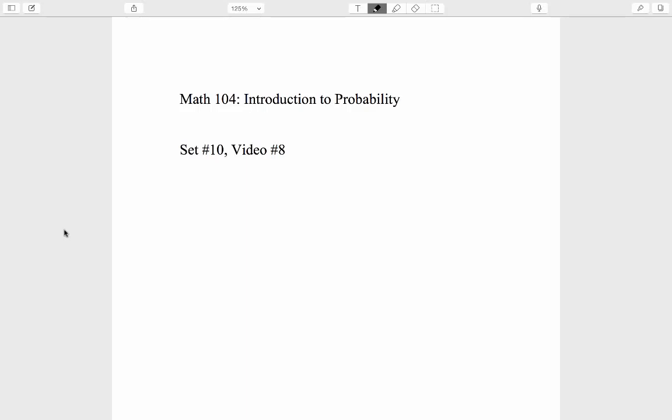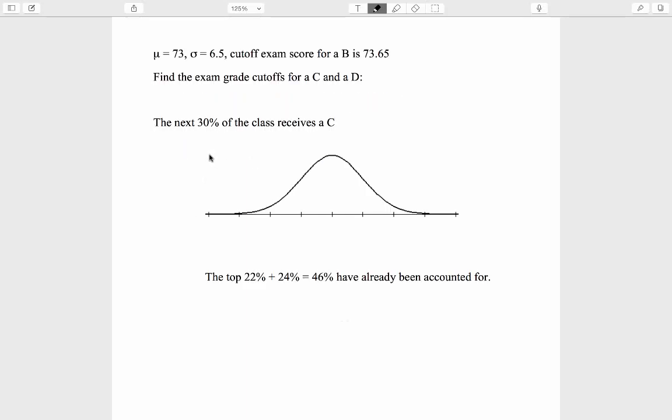Welcome back to Math 104. Our task is to find the exam grade cutoffs for a C and a D. We already know that the cutoff for a B in points is 73.65.